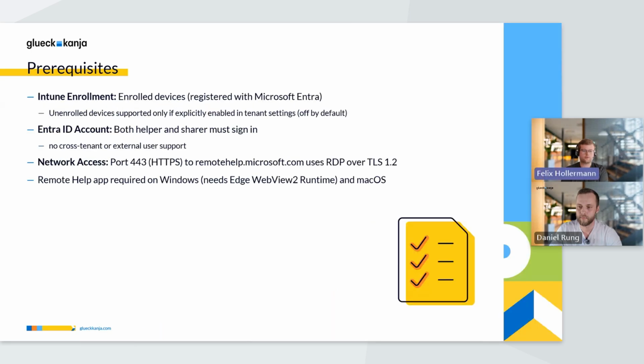Other prerequisites: you need Entra joined or enrolled devices. Unenrolled devices are supported, but you must enable it, as the setting is off by default. You need an Entra ID account from your tenant. The helper and sharer must sign in to the app with an Entra ID account. And there's no cross-tenant or external user support, so everybody can only support within their own tenant over Remote Help.